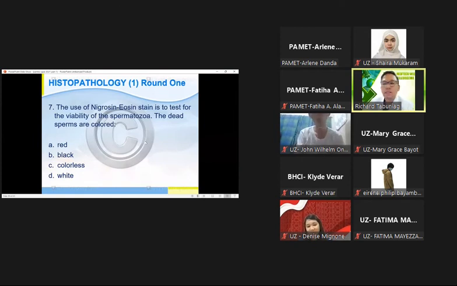For histopathology, number 7 question. The use of nigrosin-eosin stain is to test for the viability of the spermatozoa. The dead sperm are colored A, red, B, black, C, colorless, or D, white.